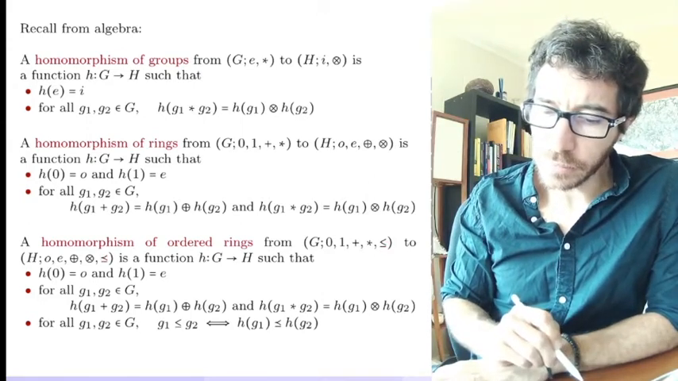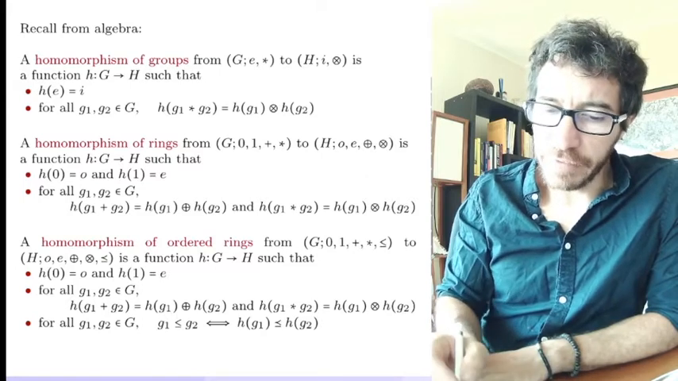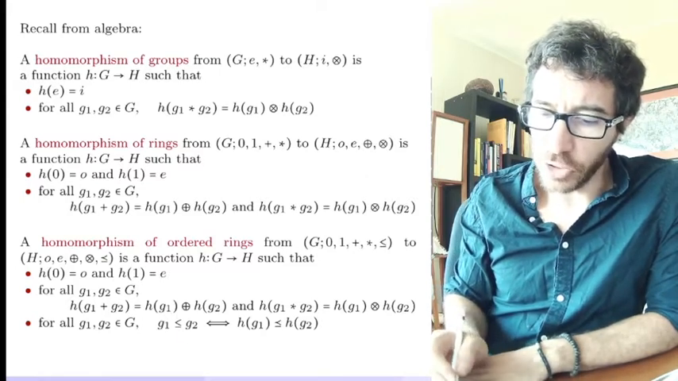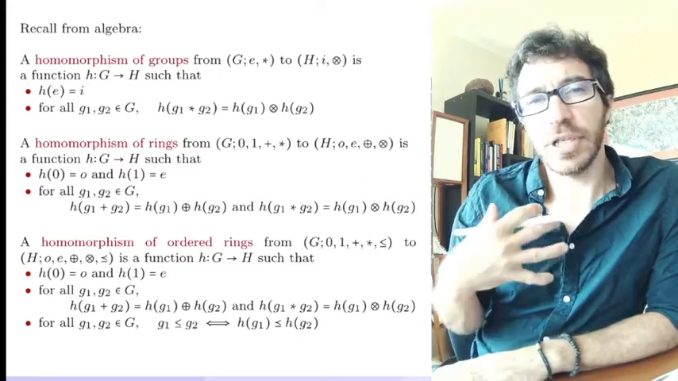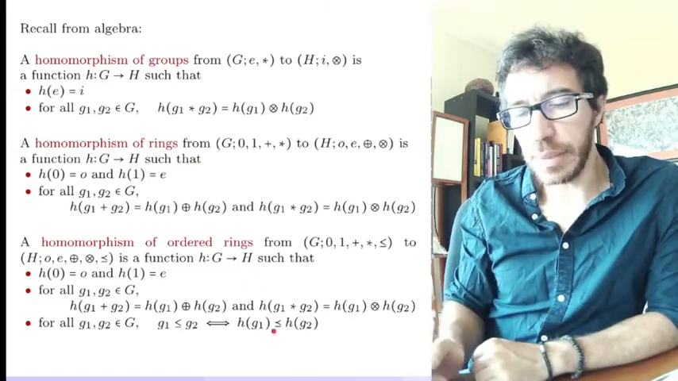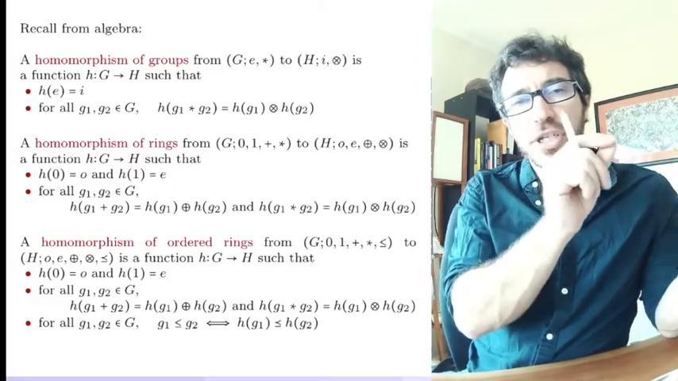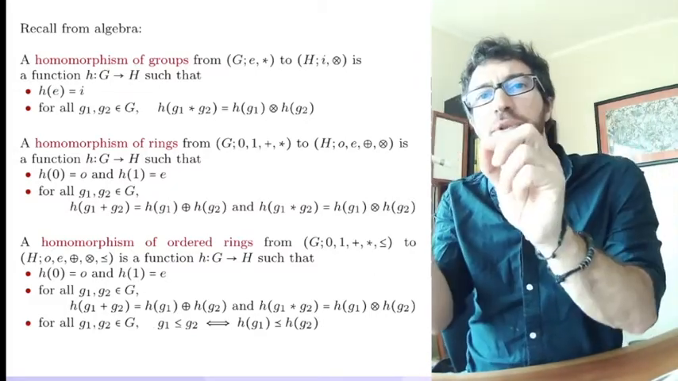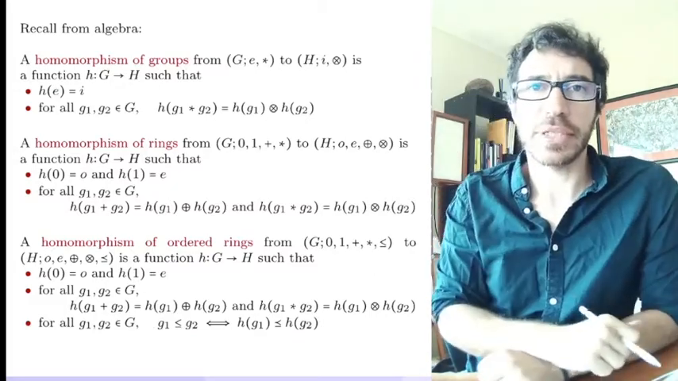Then, on top of having a homomorphism of rings, you need to have that the ordering is preserved, right? So that would be a homomorphism of ordered rings. It preserves also the ordering. When you map two things, if g1 is less than g2, when you map them, you get something less than the other, preserving the order.